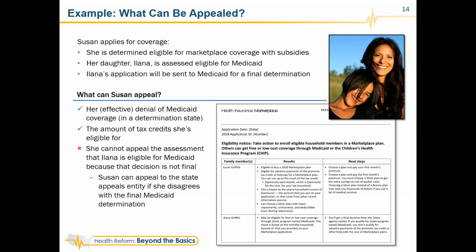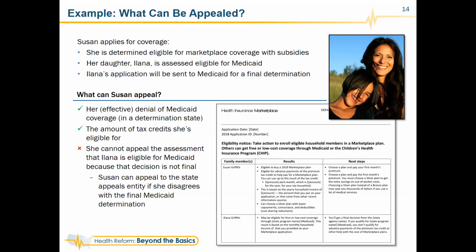In our example here, Alana's state is an assessment state. So the FFM thinks Alana might be eligible for Medicaid. It's not making that determination, so it's not a final determination. And instead, it's going to send Alana's application to Medicaid. Now, ultimately, if the Medicaid agency determines Alana is not eligible for Medicaid, Susan can appeal that Medicaid determination with her state Medicaid agency. And also Alana's application should then come back to the marketplace and she should be determined eligible for marketplace coverage. So again, this distinction is because of whether a decision is final or temporary.